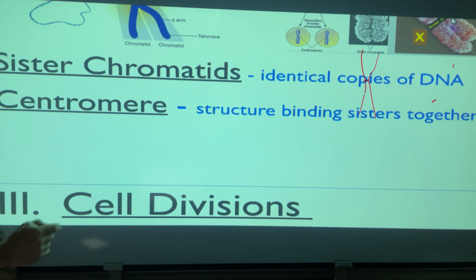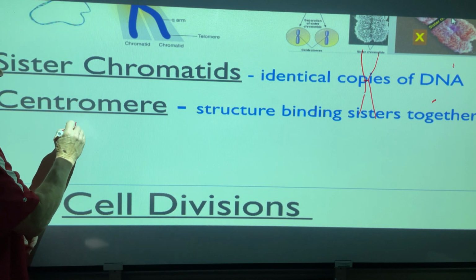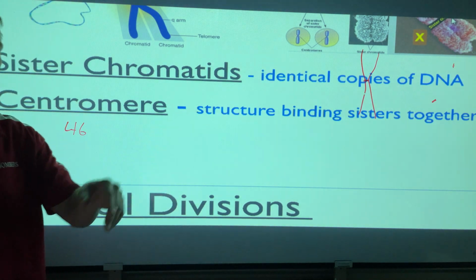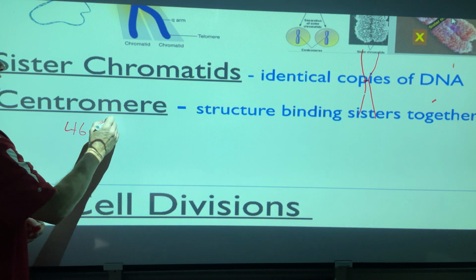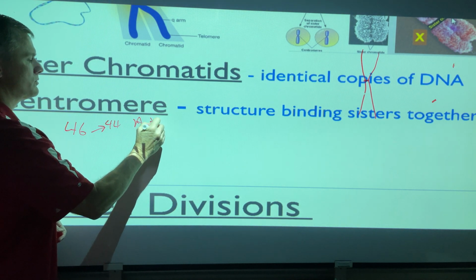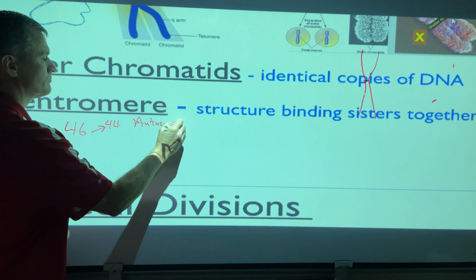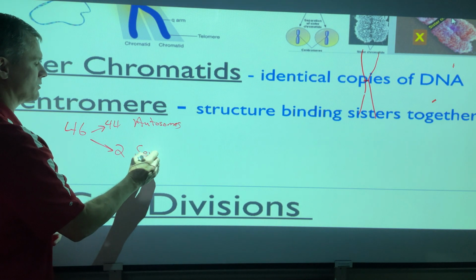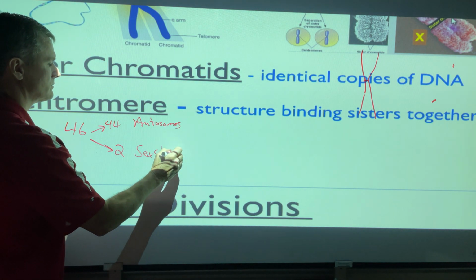Okay, now I'm going to add something here. Now we know that there's 46 chromosomes in humans. Again, from here on out, we're always talking about humans. 44 of the 46 are called autosomes. Okay, and then 2 are sex chromosomes that we just discussed.